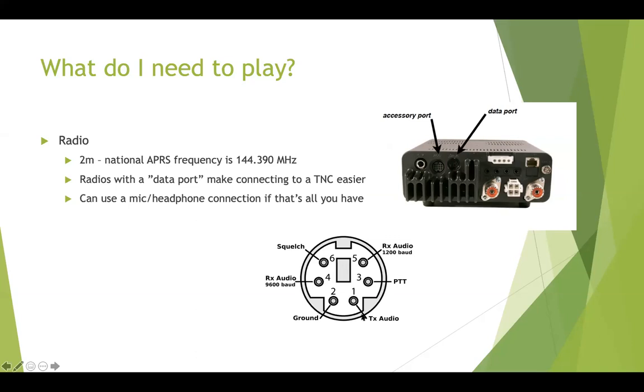And the pinouts are typically transmit audio on pin 1, PTT on pin 3, receiving audio at 1200 baud on pin 5, receiving audio for 9600 baud on pin 4. The difference between these is there might be some bias that is not present on the 9600 baud, but is present on the 1200 baud. And then an indicator that says if the squelch is open or not. And then, of course, a ground for that connection to the radio.